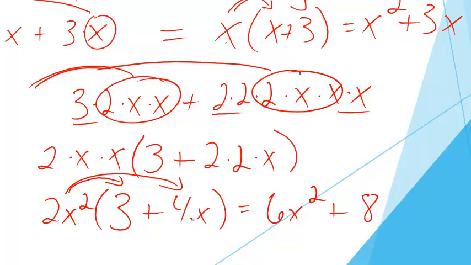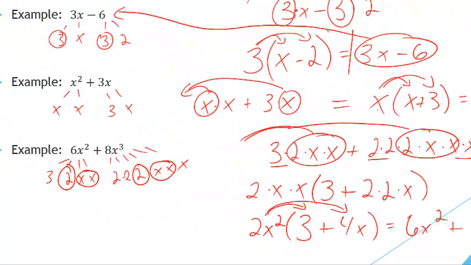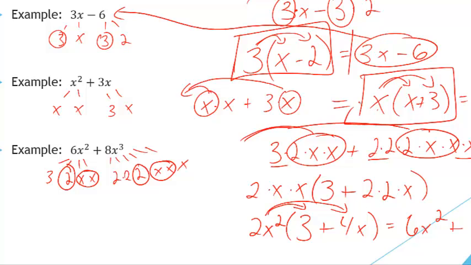And then x squared times x is x cubed. So that's 6x squared plus 8x cubed. And that is correct. Okay. So the solution to our first example would be 3 times x minus 2. The solution to our second example would be x times x plus 3. And the solution to our third example would be 2x squared times 3 plus 4x.